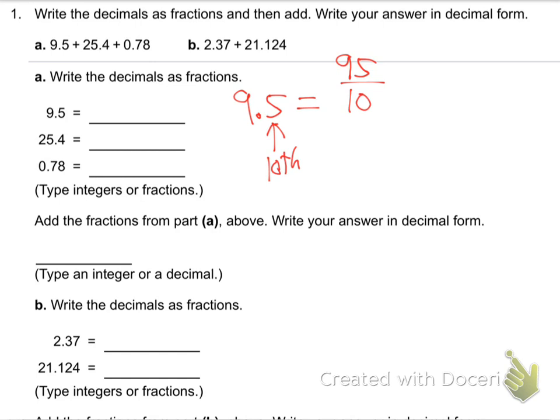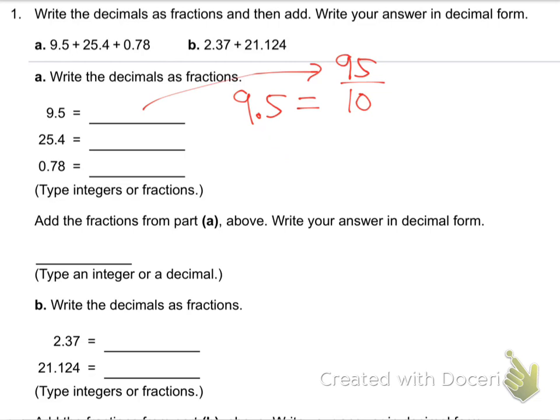Now, that could be reduced, but actually, don't. Oh, they're going to make me, huh? Yeah, let me double check. I think they're going to make me, because if I divide by 5, what's that going to be? 19. Yeah, so they're going to let you just leave it just like that. So the first one will be just 95 over 10. Even though that's reducible, we don't want to reduce because in a minute we're going to try to add. We want common denominators. So let's just leave it that way.